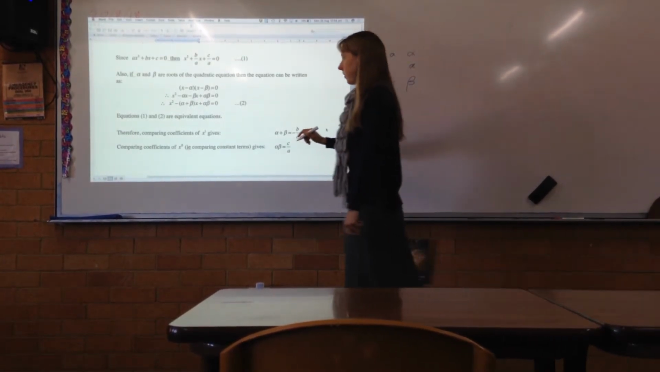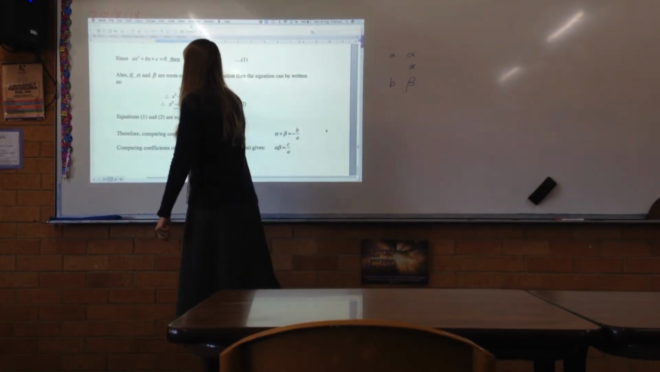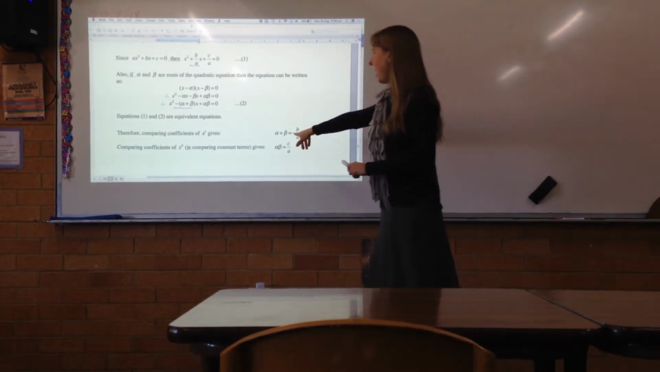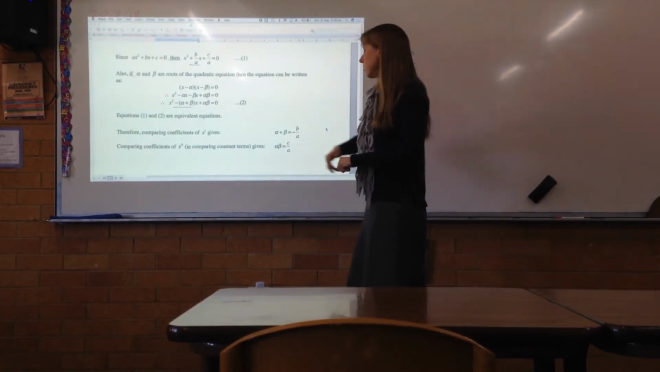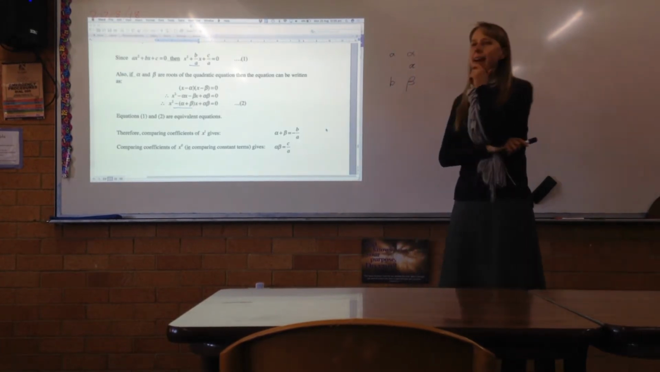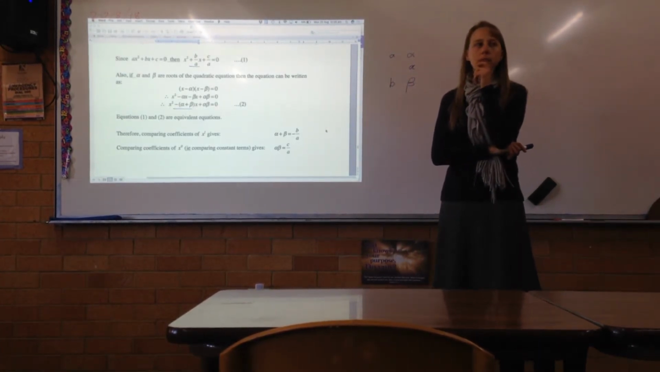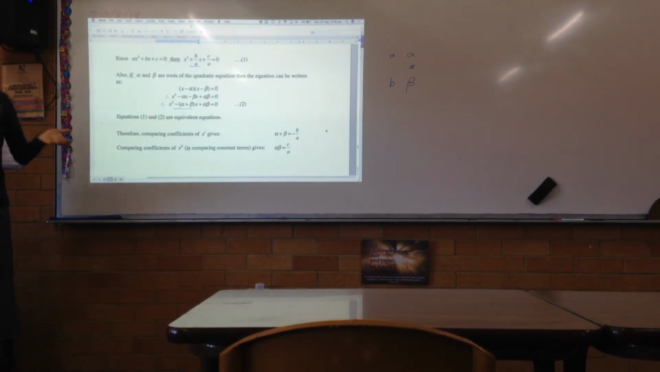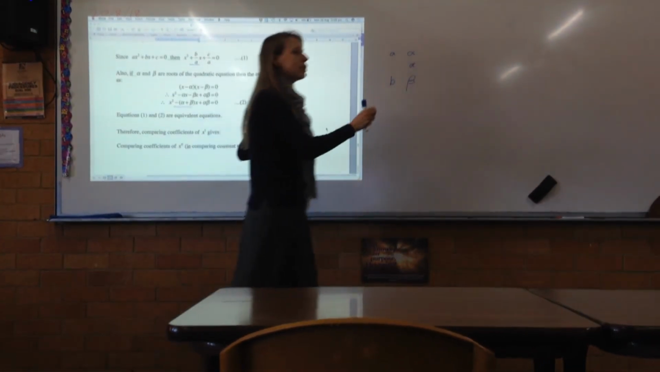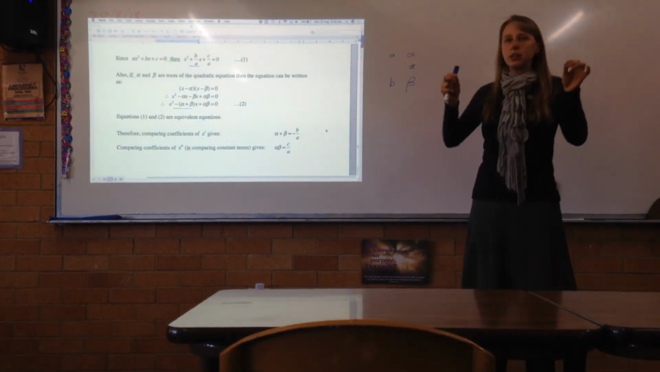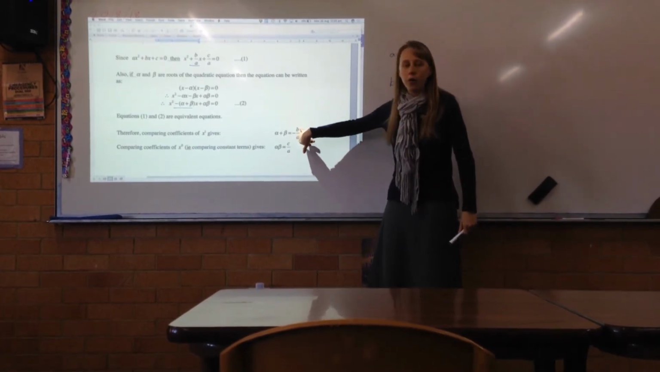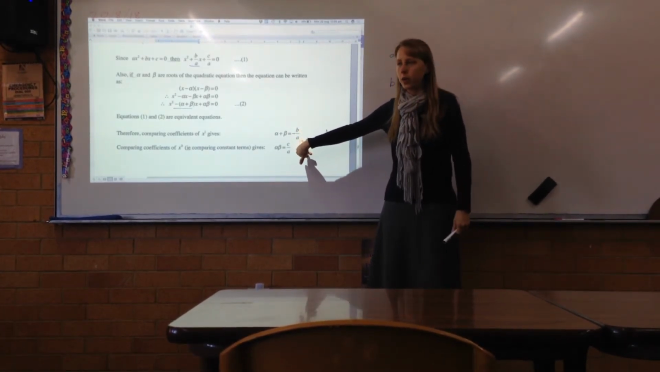So looking at the coefficient of x, we can say that alpha plus beta equals minus b on a. Does that make sense? What we've done is we've looked at these equations, which have to be the same. So in other words, when you add the two roots together, it's got to be minus the coefficient of x over the coefficient of x squared.